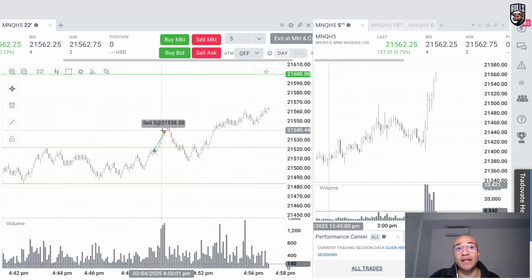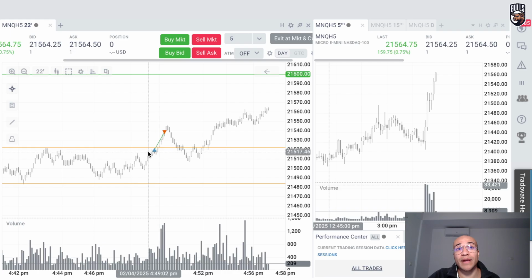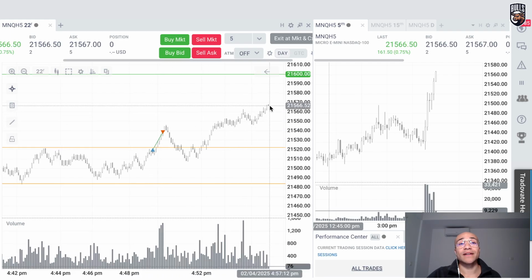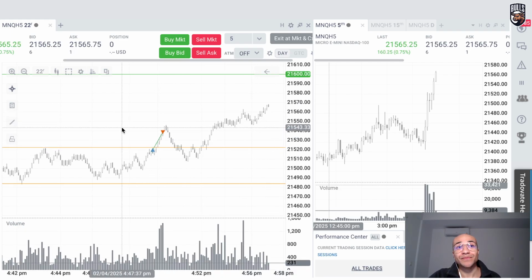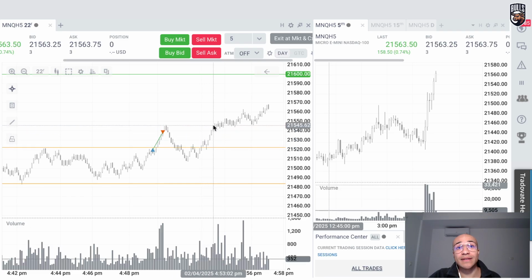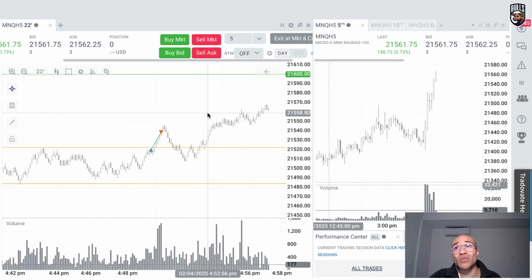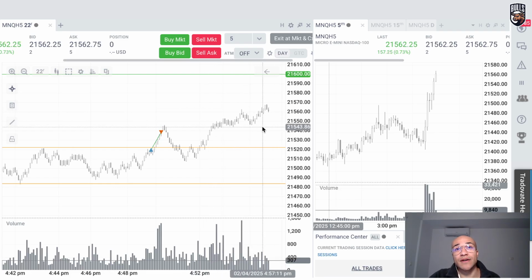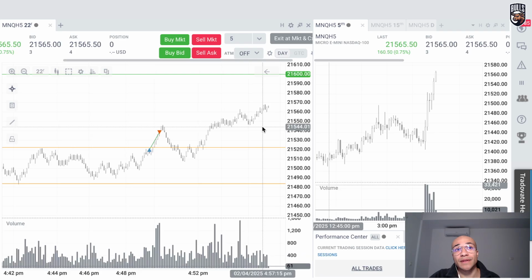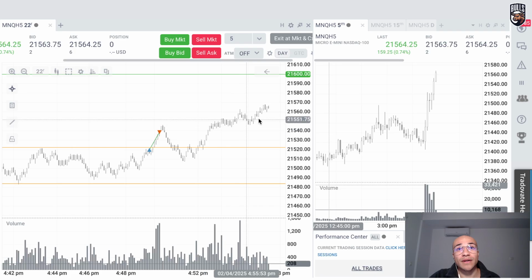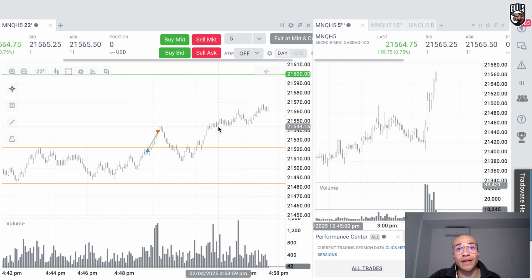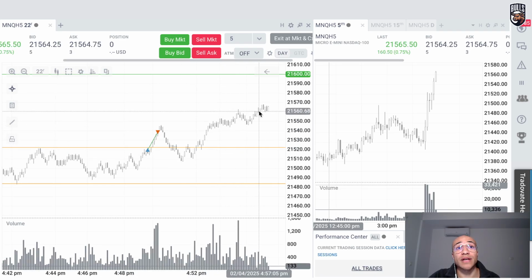And then instead of getting 20 more points on top by grinding through this move here, I get the 20 points plus another 20 points. So I get 40 points more. And that is what I prefer to do, entering multiple times instead of holding long onto a position like that.